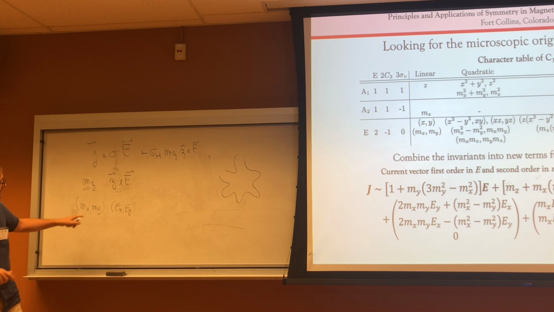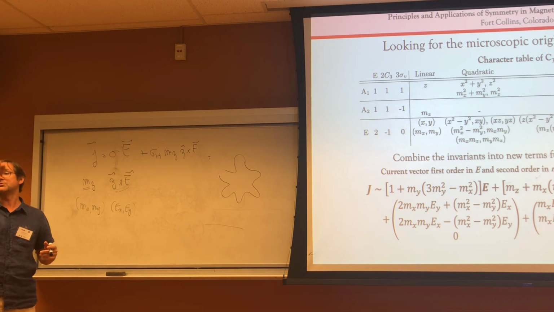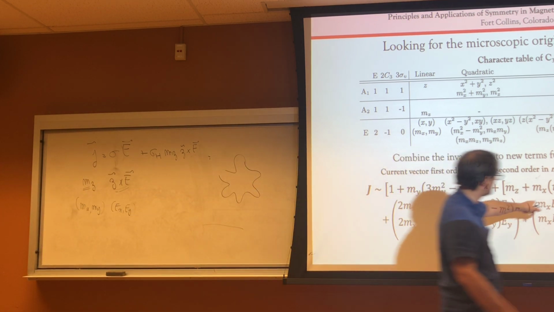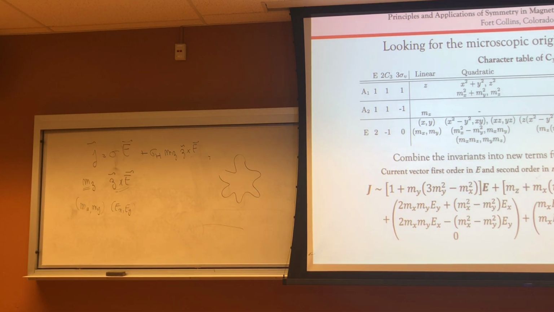As I said, if you start combining everything, you have a term that belongs to A1, a term that belongs to A2, and a term that belongs to E. I want the one that belongs to E because that's an actual vector, and that's this one. Now there are other combinations, the ones that belong to A1 and A2. It turns out that they are present in my system, but only if I multiply by Mz and take a Z cross.